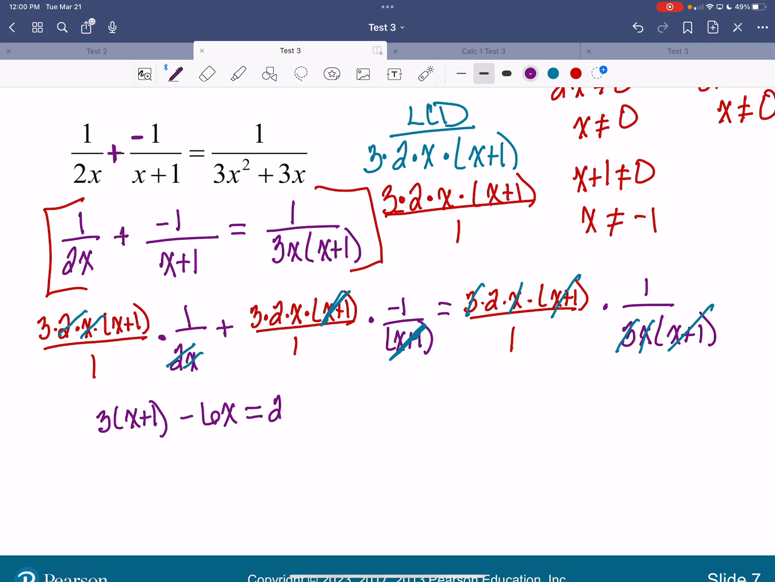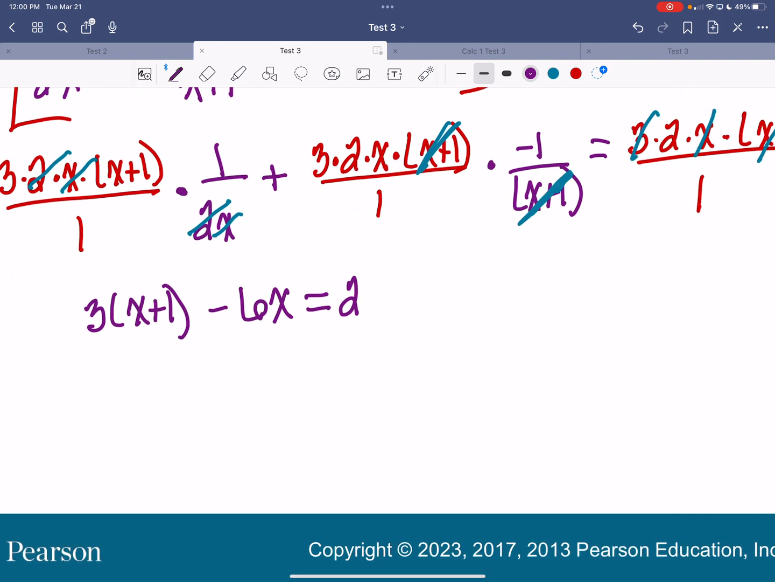2. Okay, and do we know how to solve this equation right here? Okay, we do. We just distribute. So we distribute the 3x plus 3. Then I've got minus 6x equals 2. Okay, 3x and negative 6x is negative 3x.